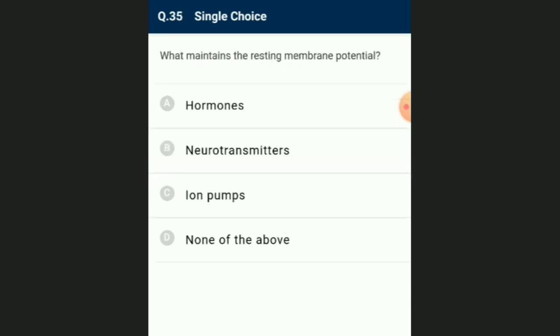Question number 35. What maintains the resting membrane potential? Neurons are called excitable cells because their membrane is in the polarized state due to the differential concentration gradient of sodium and potassium ions. Axolemma is selectively permeable in nature. In the resting state, the potential difference across the cell membrane of a neuron is negative inside the cell with respect to outside. The membrane is said to be polarized. Resting membrane potential is about -70 millivolts. This potential is maintained by the active transport of ions against their gradient by the sodium potassium pump. So the answer is option C, ion pumps.